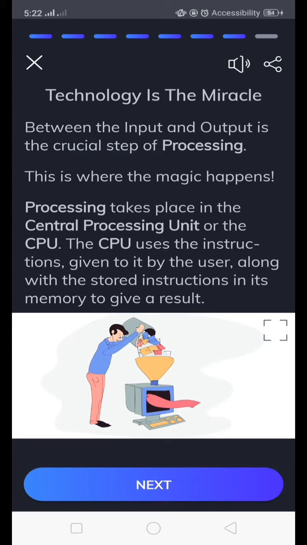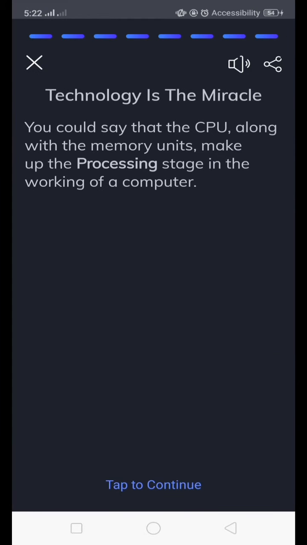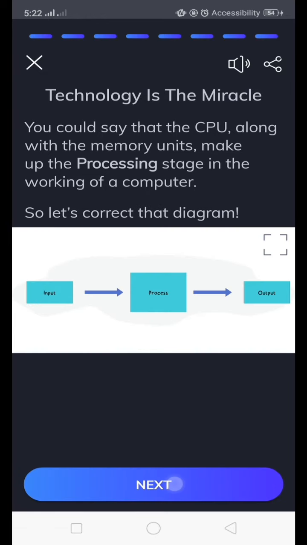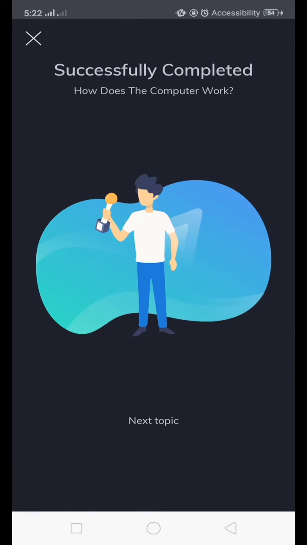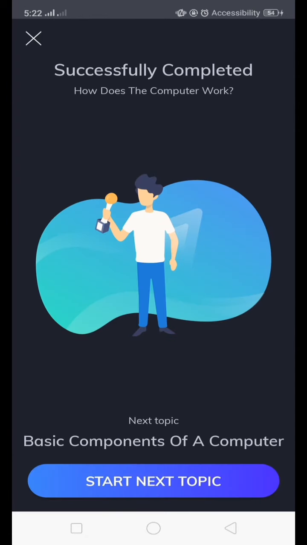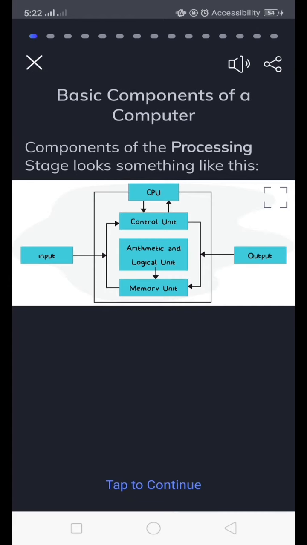Processing takes place in the central processing unit or the CPU. The CPU uses the instructions given to it by the user, along with the stored instructions in its memory, to give a result. You could say that the CPU, along with the memory units, makes up the processing stage in the working of the computer. So let's correct that diagram. Components of the processing stage look something like this.